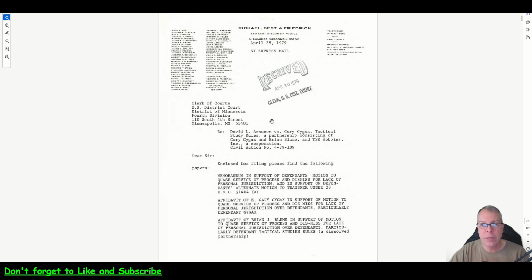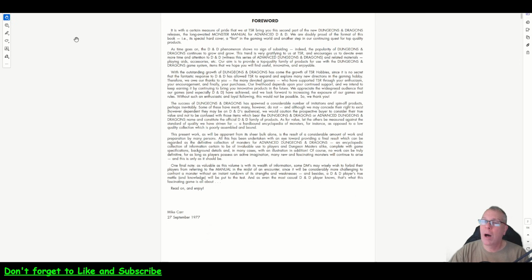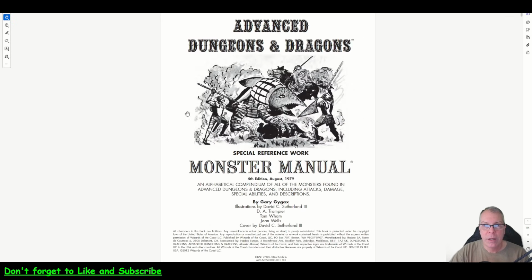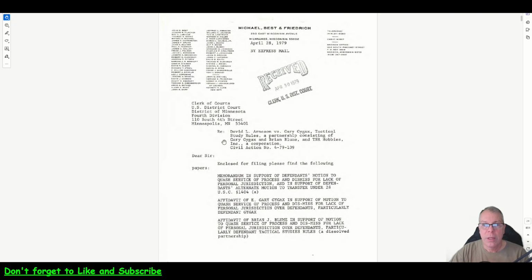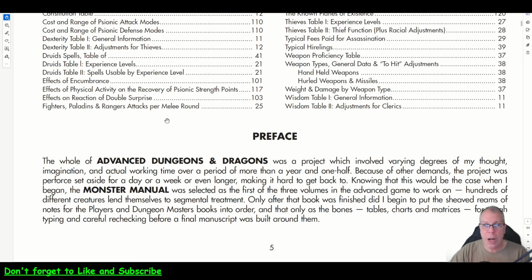So Dave Arneson, within probably a year of the Monster Manual being published, sued Gary Gygax because he didn't get any money off of this. He was not paid royalties off of this at all. There were no checks that were issued for this. So we get this lawsuit, and Gary is trying very hard to distinguish Advanced Dungeons and Dragons from Dungeons and Dragons.